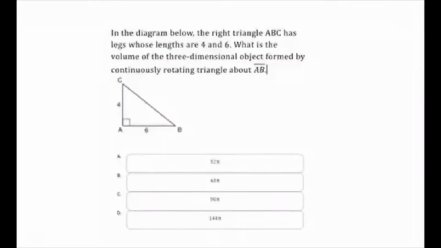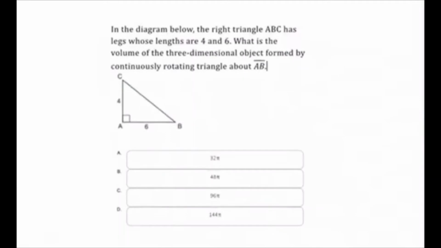In the diagram below, the right triangle ABC has legs whose lengths are 4 and 6. What is the volume of the three-dimensional object formed by continuously rotating the triangle about AB? We have the lengths, which are 4 and 6, and it's asking for the volume of the three-dimensional object formed by continuously rotating. I'll be showing you the 3D object in GeoGebra in a minute, but first we have to work out in pi, so we have to keep that in mind.